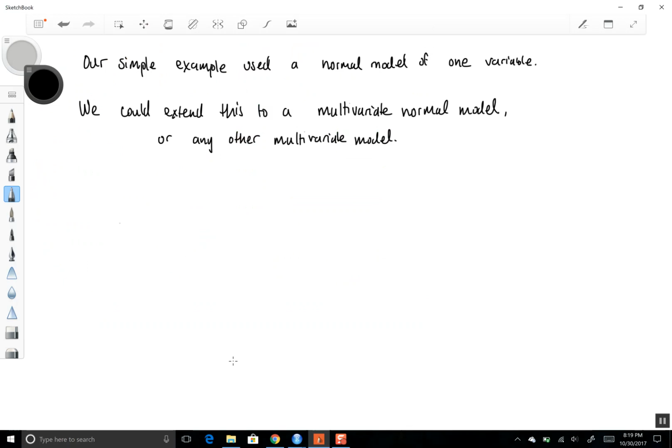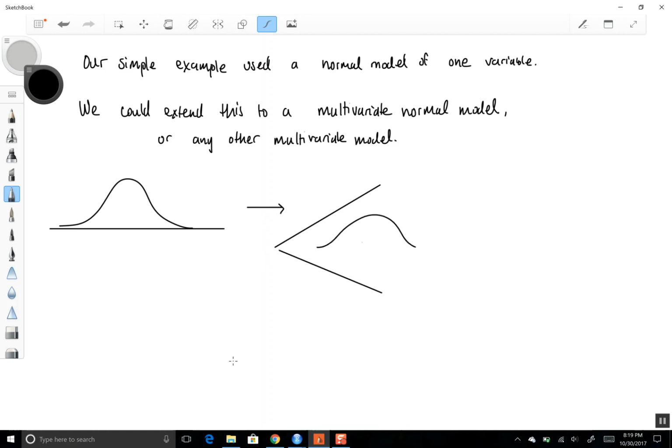So the univariate Gaussian model looks like something like that. Multivariate normal would be, you would have a kind of a, I don't know, a contour. How do I draw this?